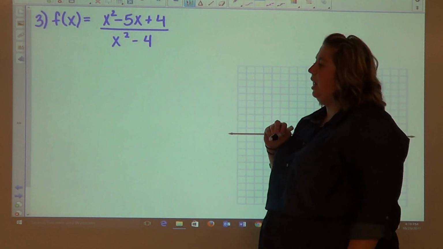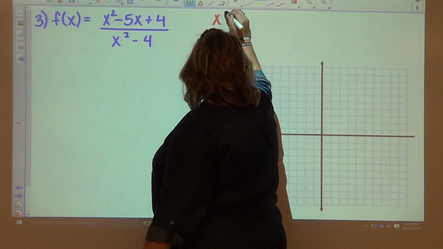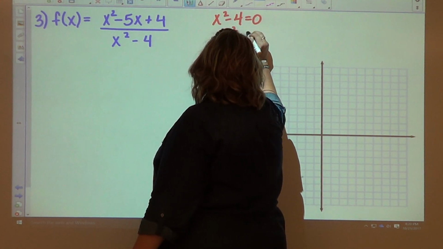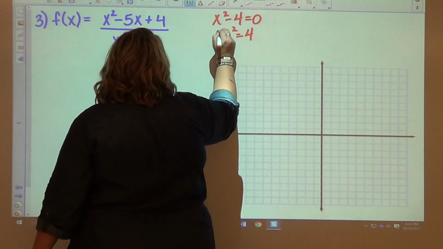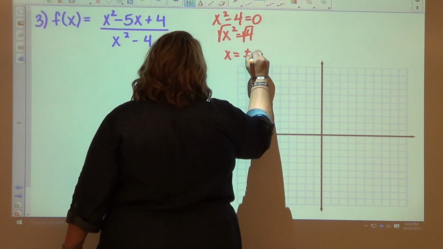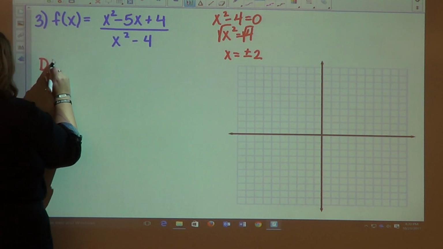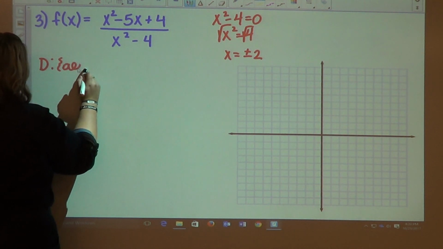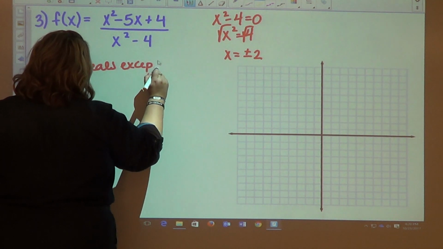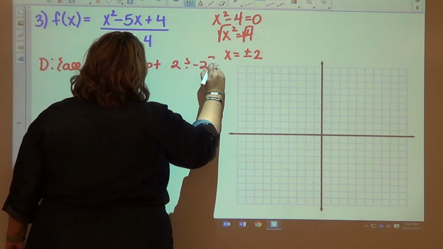Okay, so on the bottom I have x squared minus 4. If I want to find my domain and I set this equal to 0, I would add 4, and then I would take the square root. Well, anytime you solve an equation and you take the square root, you have plus or minus. So that means my domain is all reals except, so now I have 2 exceptions, except 2 and -2.